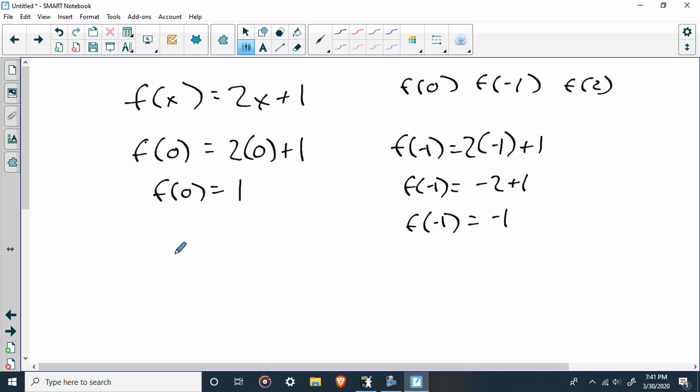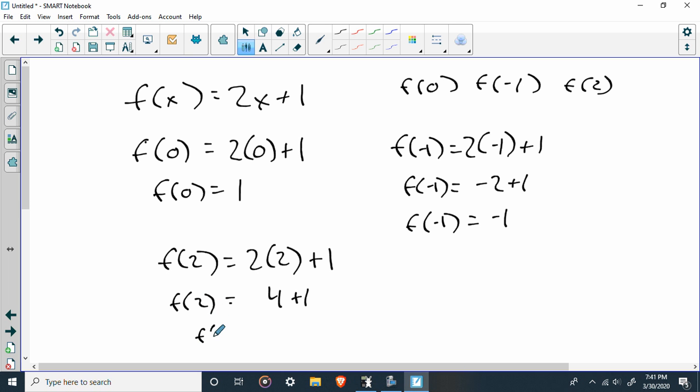And your last one says, what's f of 2? So f of 2 is equal to this function, 2x plus 1, evaluated at 2. So 2 times 2 is 4, plus 1 is going to be 5. So f of 2 is 5. So again, we now know the coordinates very easily. Well, x was 0, y was 1. x was -1, y was -1. x was 2, f of x was 5. So again, it's a nice compact way of writing these things, and it should make things a little more clear in the future. So again, all you really need to do is plug in the numbers and evaluate.